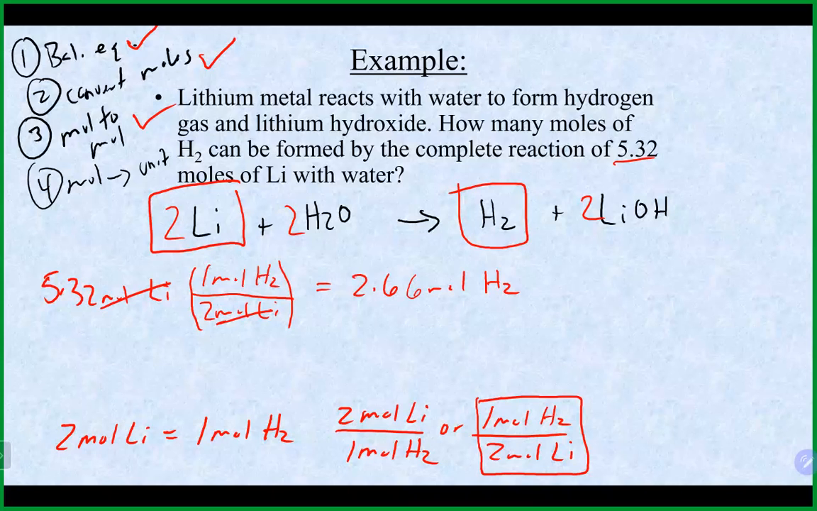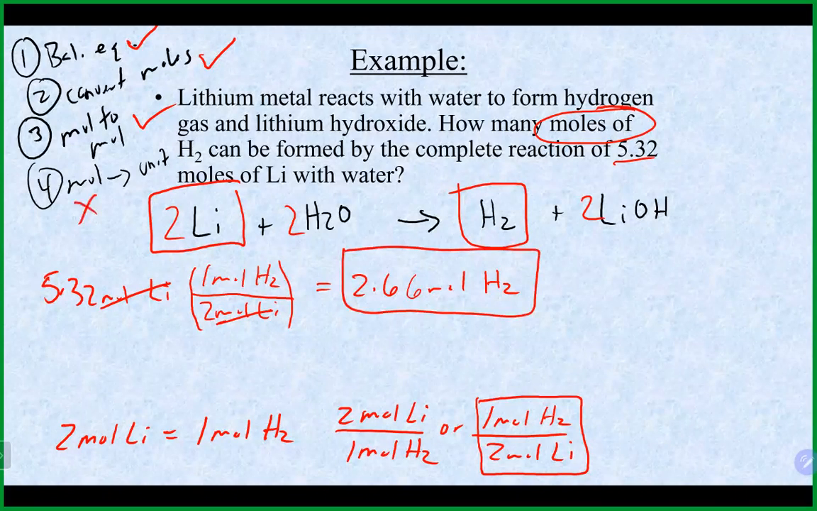Step number 4 is to convert moles into some other unit. Do we need to do that in this case? We do not, because we're actually looking for moles. So don't go further than you need, right? We could just put a box. In this case, we did not need to do step number 4.